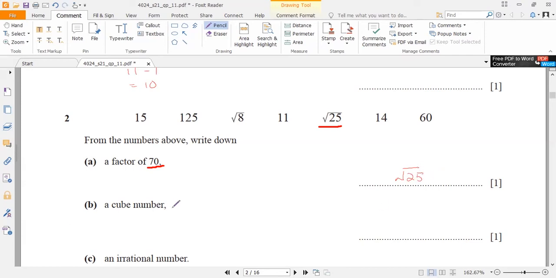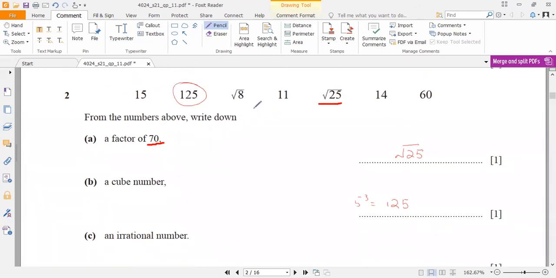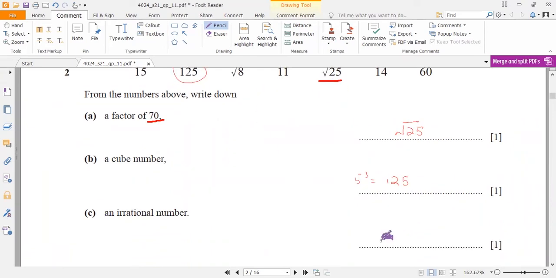In part B, a cube number. Among all these numbers, 125 is the cube number, as 5 cubed is equal to 125. An irrational number. This is the perfect square 25. So root 8 will be the irrational number.